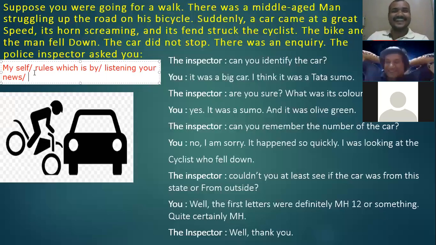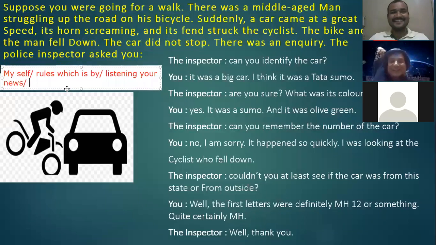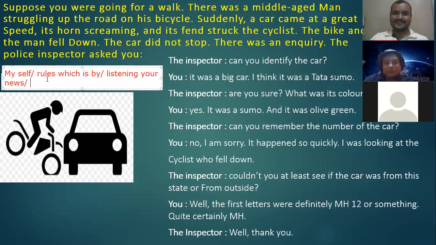Please. So already, if you observe the screen, there are some red colors. Are you able to see? Myself, rules which is by listening your news. Yes, yes. So these are some observations. See, I'm a bad mistake identifier. That's why most of the people are always complaining. You have always been talking about the mistakes, you never appreciate us. That is the complaint I got from many people. So I've been changing to at least forget a few mistakes and focus only on the really important ones.